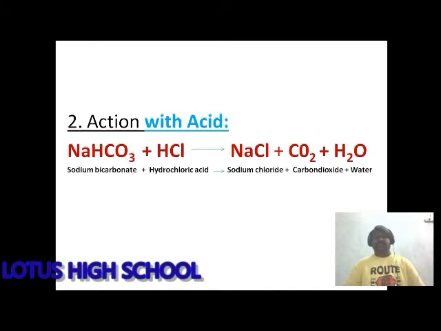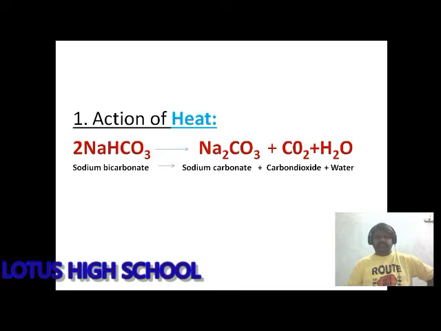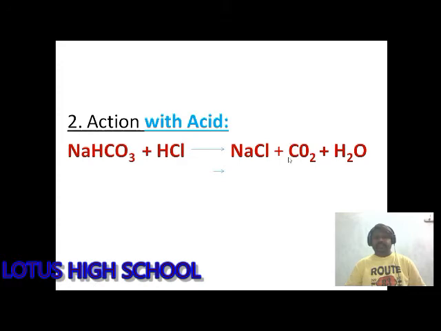Here you can write HCl. That means you can take hydrochloric acid, sulfuric acid, or nitric acid. So see here, in these two chemical reactions, one thing is completely common. That is CO2, carbon dioxide. One point you keep in your mind: if any substance contains CO3, if you give it heat, or react that substance with any acid substance, it will definitely produce carbon dioxide gas.